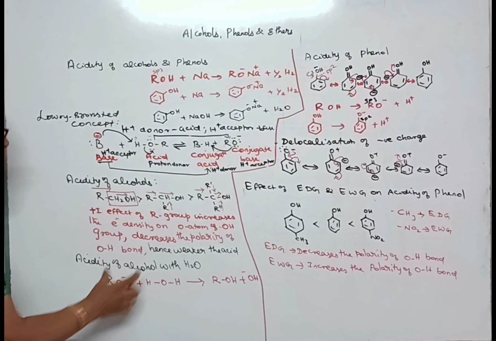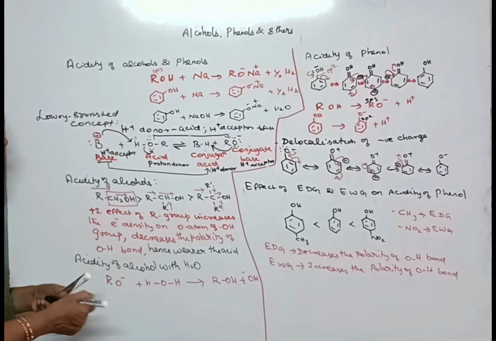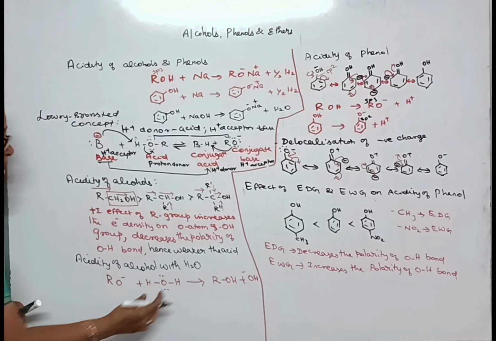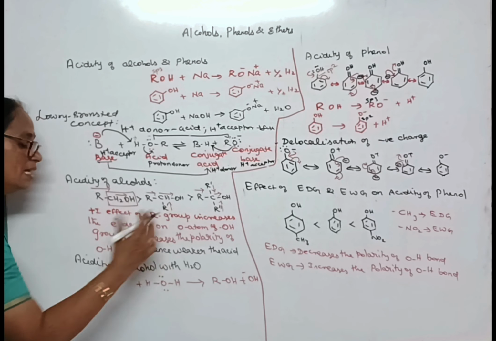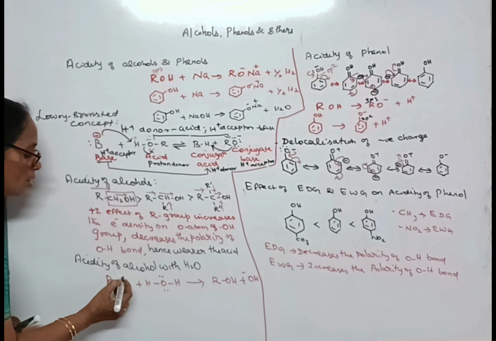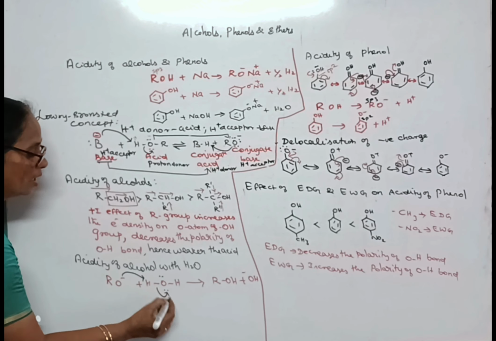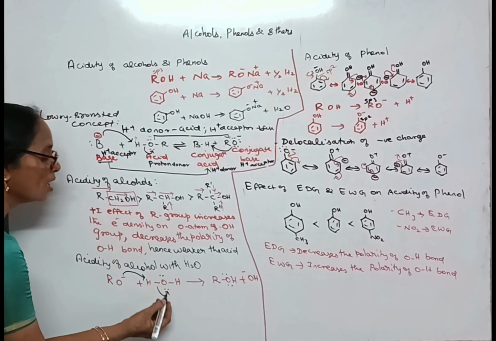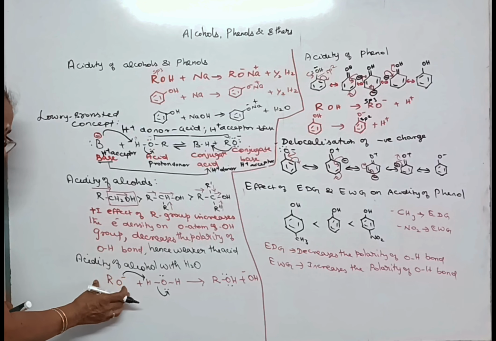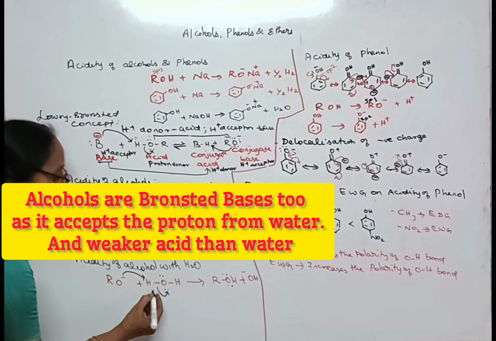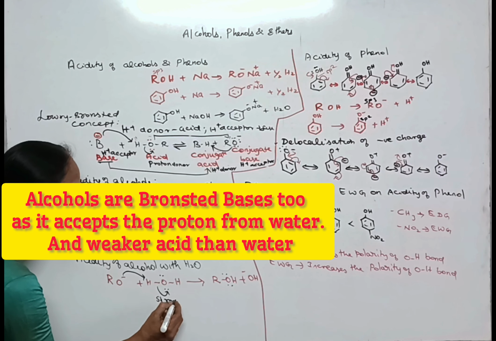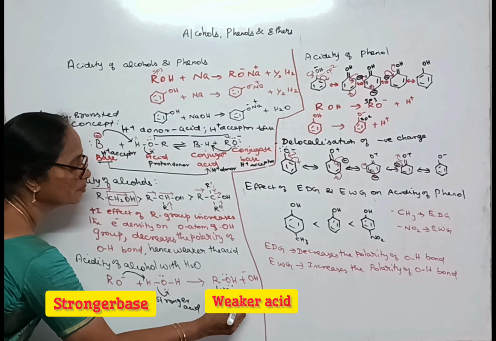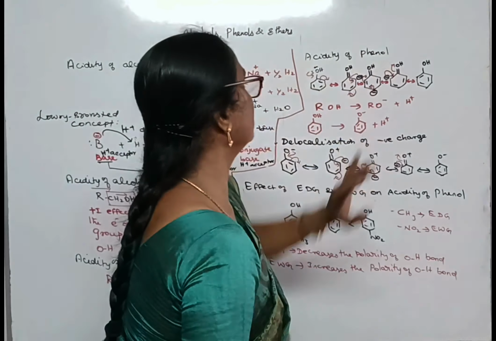Consider water, H2O, where oxygen has 2 lone pairs of electrons, and the alkoxide ion. In this case, the water is ready to donate a proton to the alkoxide, so we get ROH with OH minus. So here water is ready to donate the proton to the alkoxide. That's why water is said to be a stronger acid than alcohol. Alcohol becomes the weaker acid. Now let us discuss the acidity of phenol.